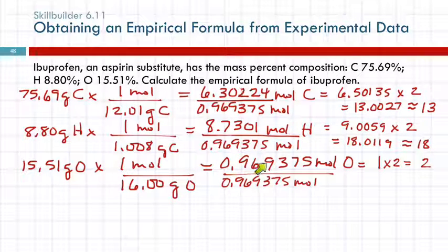What we're doing here is a technique to arrive at whole numbers with minimal grief. You get the moles, and then to get these into whole numbers, you divide by the smallest number. That makes sure that everything is 1 or larger, and then you have to multiply all of them by the same number to get whole numbers. So these are then the coefficients, the subscripts. So C13, H18, O2. Any questions?